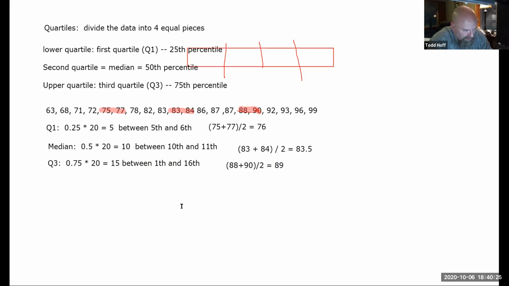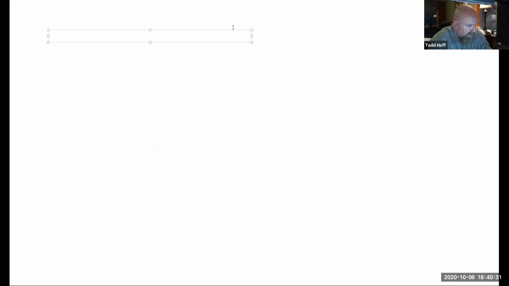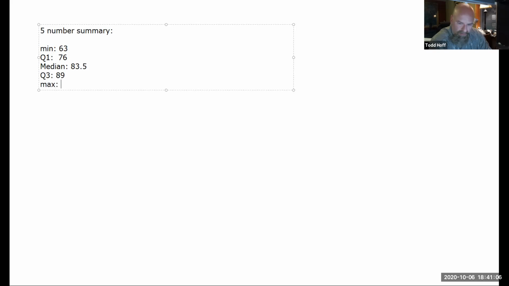So what this tells us is actually called a 5-number summary. Our 5-number summary is made up of obviously 5 numbers. The first is the minimum. The smallest number in the list was a 63. The first quartile was 76. The median was 83.5. The third quartile was 89. And then we have the maximum, the largest number in the list, which was 99.